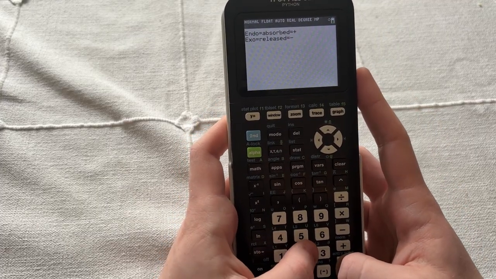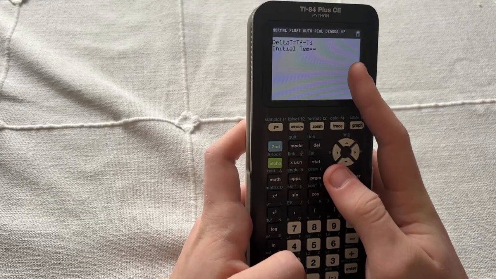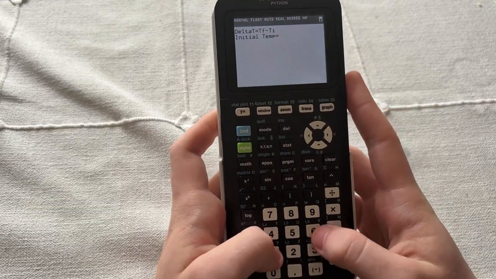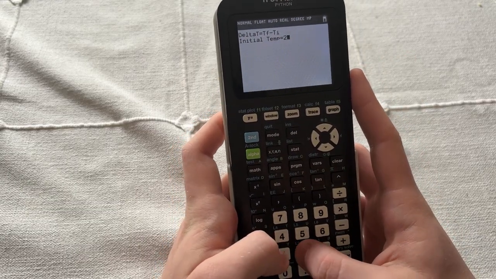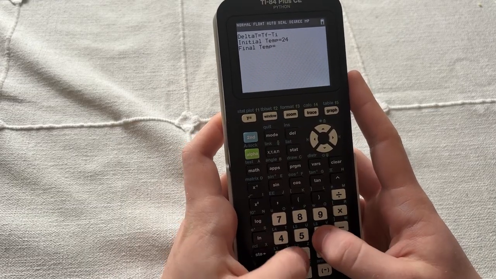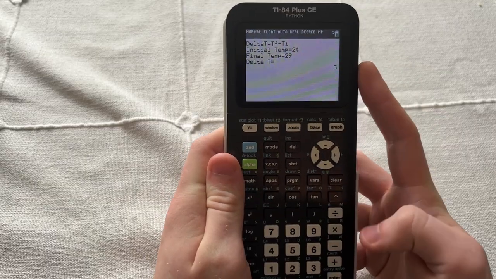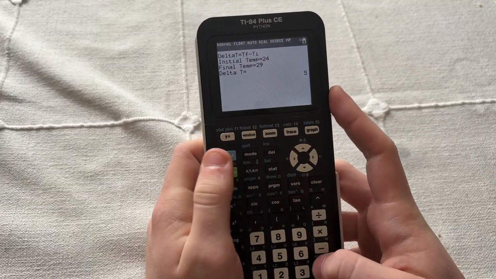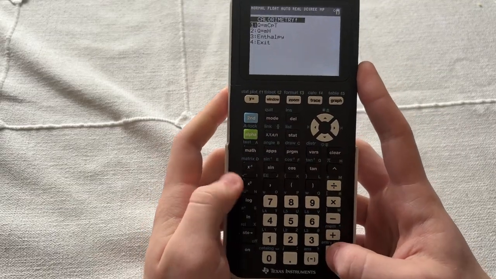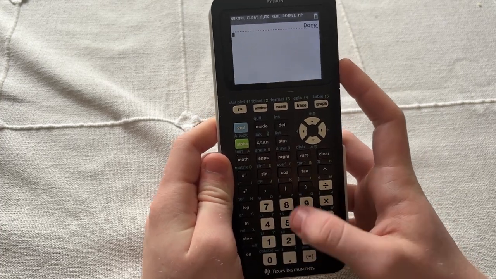For enthalpy, we'll just do the same equation here. We'll just say the initial temp is 24 and it went up by 5, so that'd be 29 degrees, and that's your delta T. So it's a pretty easy equation to use. We can go on to the next program.